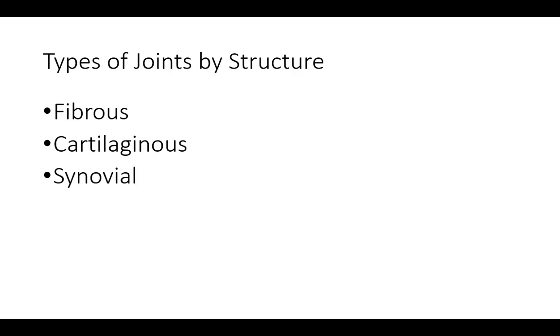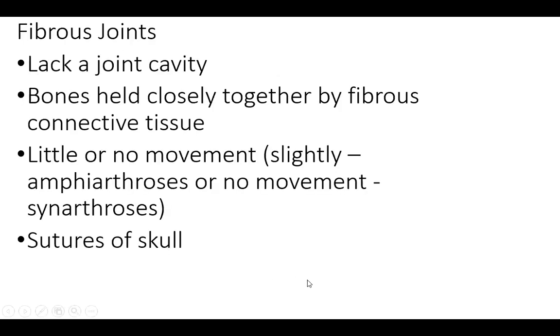Now, by structure, your joints are going to be either fibrous, a fibrous joint, or a cartilaginous joint. You probably guess which ones those are already. And the synovial joint. The synovials are the freely movables. Fibrous joints are held together by connective tissue. The sutures of the skull are not only immovable joints, but they are fibrous joints. The connective tissue attaches from one suture line across the suture line and holds these bones together.